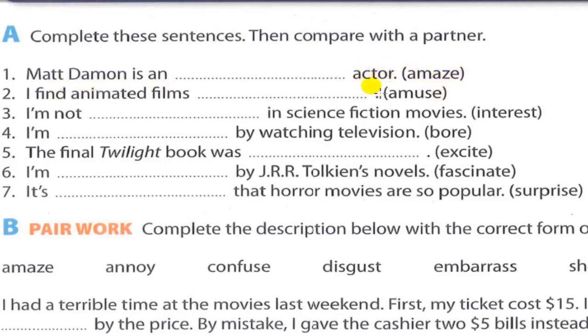1. Matt Damon is an actor, amaze. Actor, of course, a man. I should put ed. But here, the word amazing is different. It can be used, okay, this is irregular, with people. Matt Damon is an amazing actor. Amazing, ing.